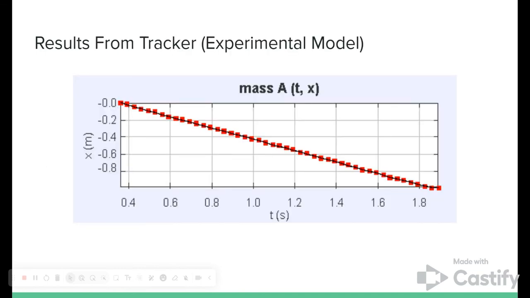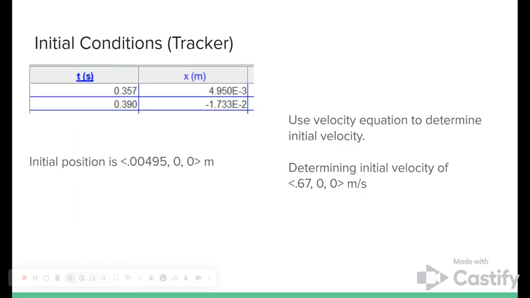So the results from Tracker were pretty much a linear change in position, and this makes sense because it was at constant velocity. And the initial conditions from the tracker, as you could see, screenshotted and then written, are 0.004950 for the initial position, and then use the velocity equation to determine initial velocity, which is 0.67.